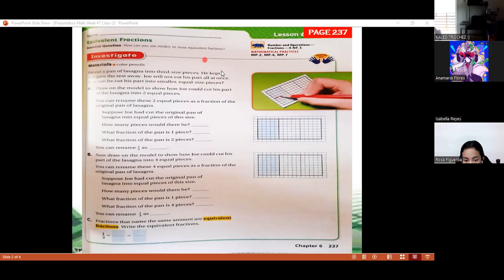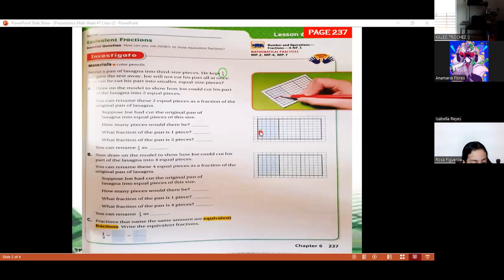So you see, this is the fraction, 1 out of 3. This is the fraction that we are using. So you see here in the model, 1 out of 3. We have 1 part, the second part of the lasagna, and the third part of the lasagna. So 1 part is colored. You see that this is in color blue. I see color blue here.